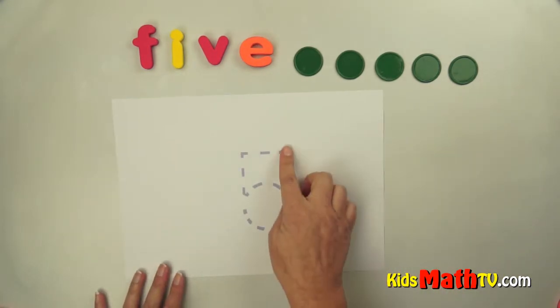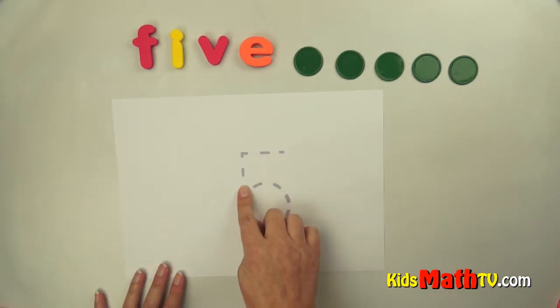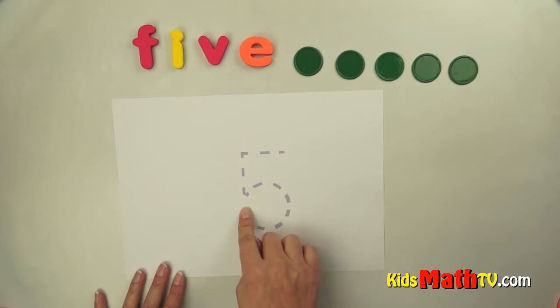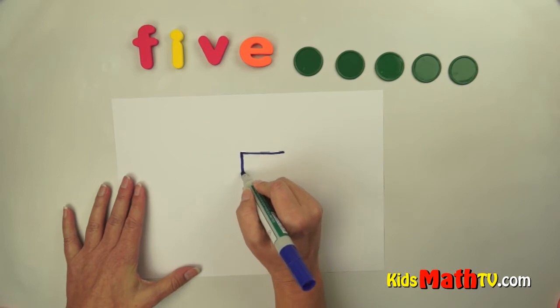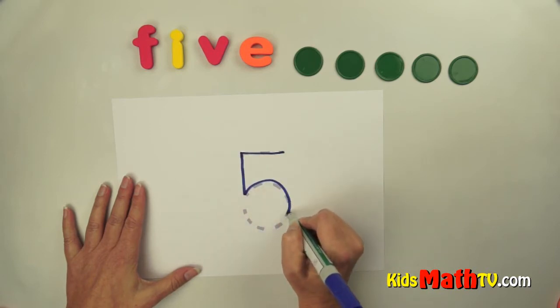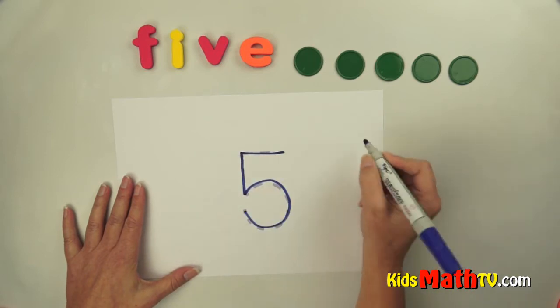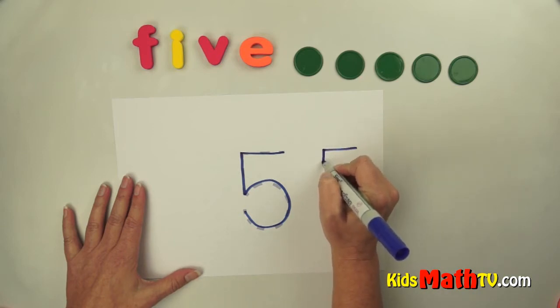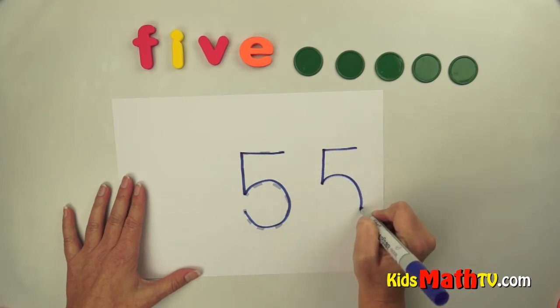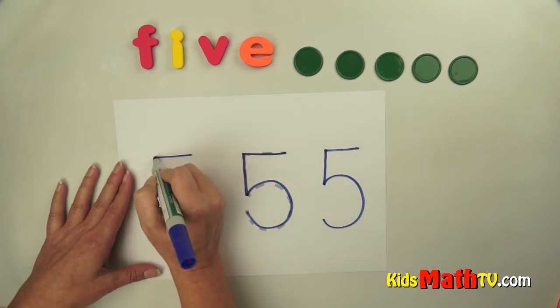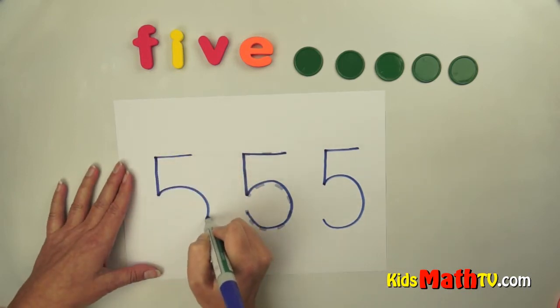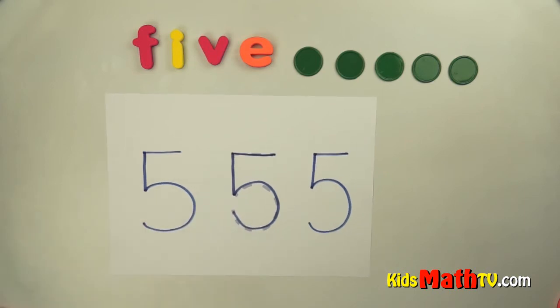Here's without the numbers. Across, down, up and around. Let's draw that. Across, down, up and around.